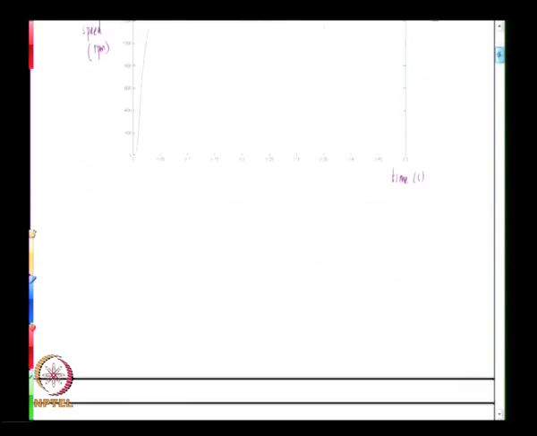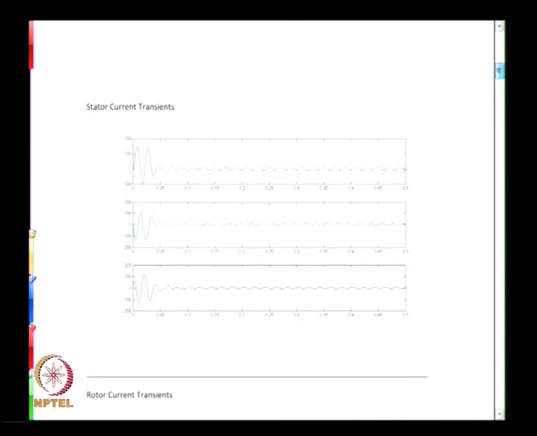And then we saw the stator transients. You see that initial high inrush current that flows and then settles down, and I think we saw in the last class that the amplitude of the sinusoidal steady state stator current is about 8.8 ampere.